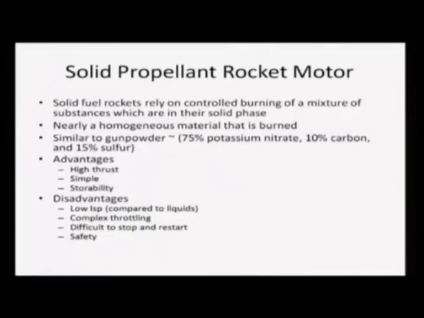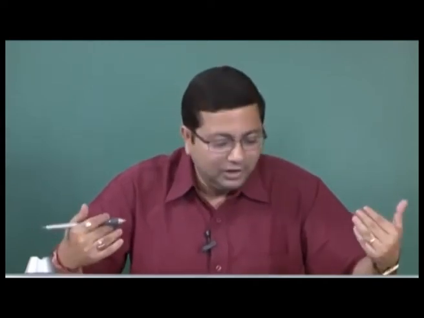Now, what are the advantages of solid propellant rocket? First of all, the thrust produced by these rockets is fairly high. The advantage is that since the propellant is solid, the mass per unit volume is high, that is, the density of the propellant is high. So, the same mass can be packed into a much smaller volume. So, a small size rocket can produce fairly high thrust. Therefore, the thrust to weight ratio is very high for solid propellant rockets.